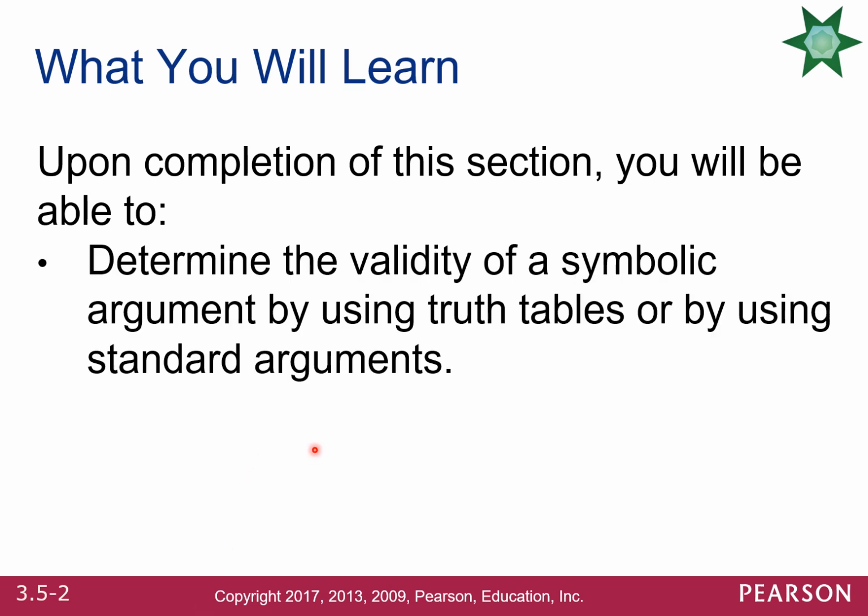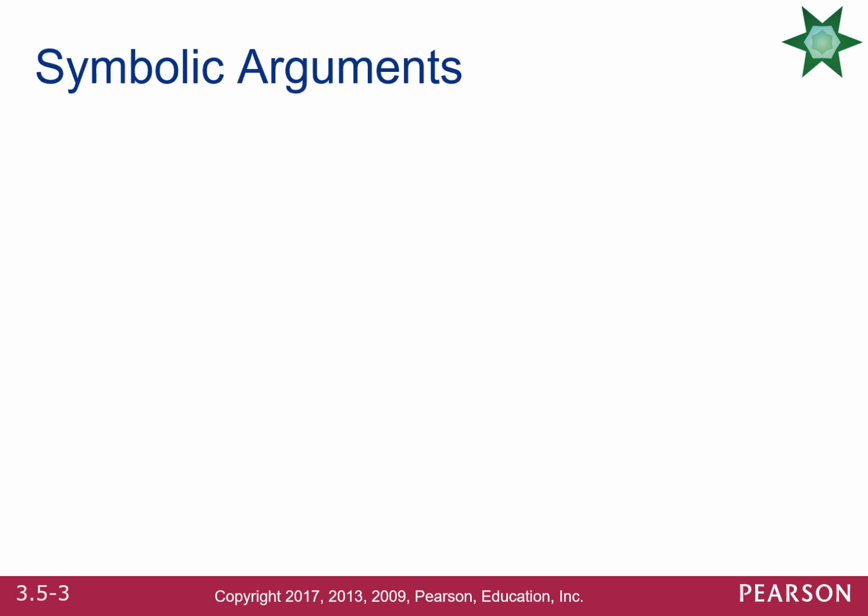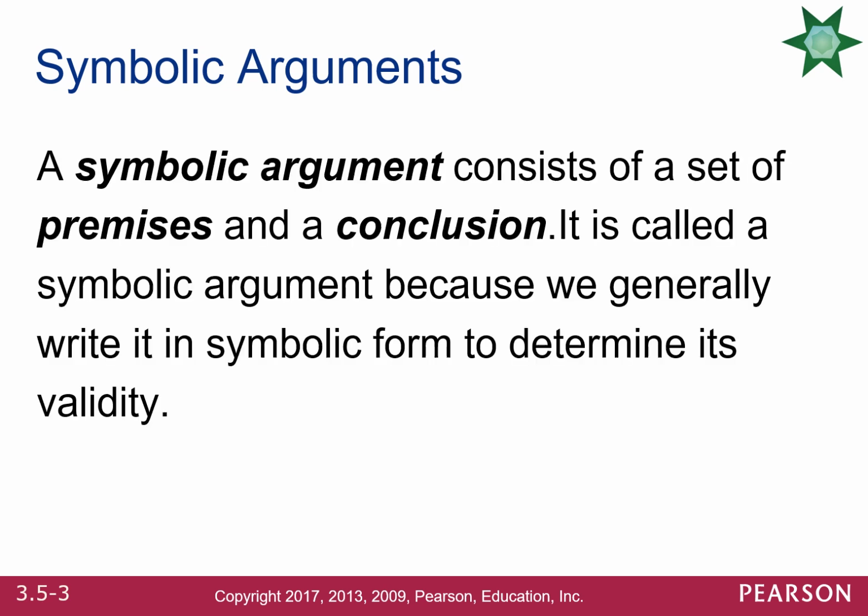First of all, we will learn how to determine the validity of a symbolic argument by using truth tables or by using standard arguments, and then we will learn to determine a logical conclusion from a given set of premises. So what is a symbolic argument? A symbolic argument consists of a set of premises and a conclusion. It is called a symbolic argument because we generally write it in symbolic form to determine its validity.